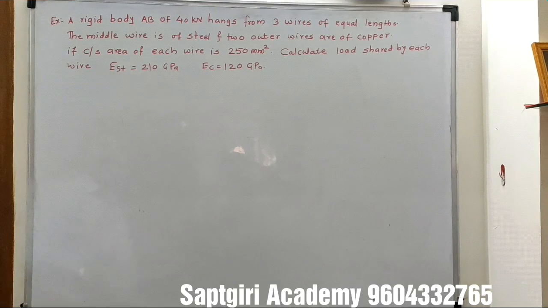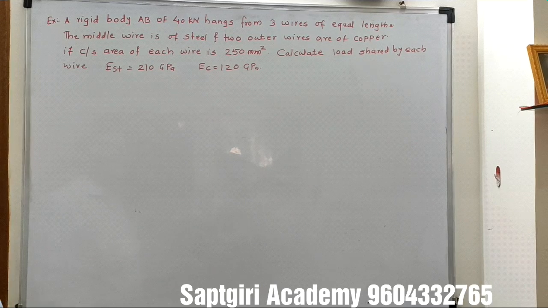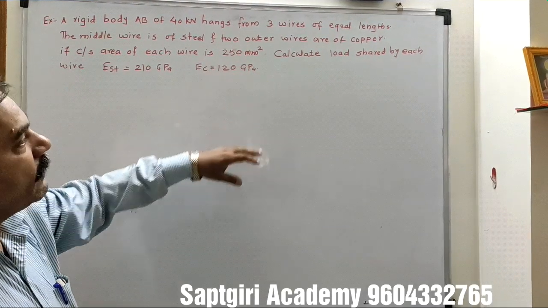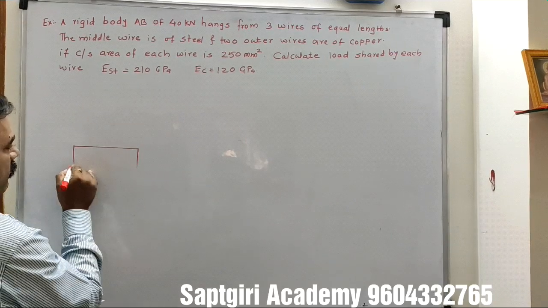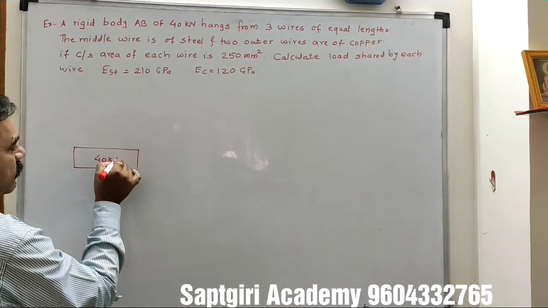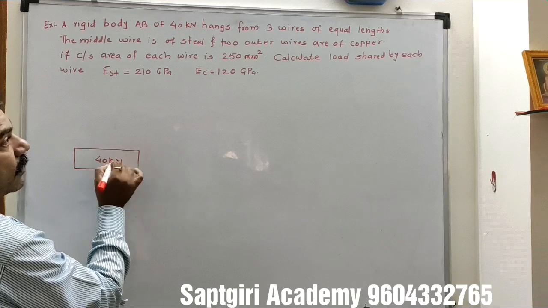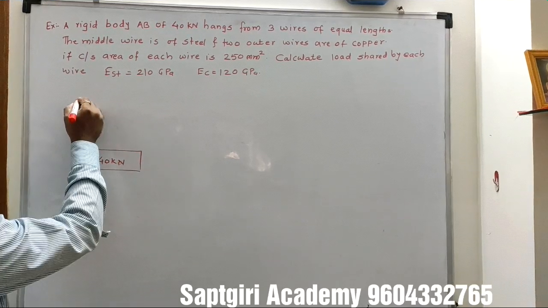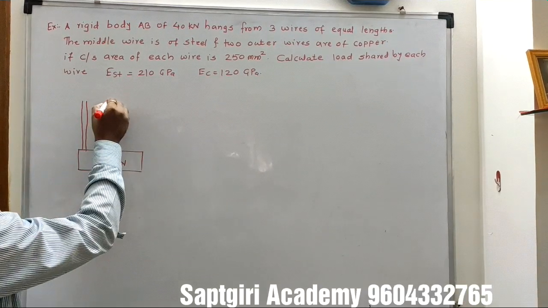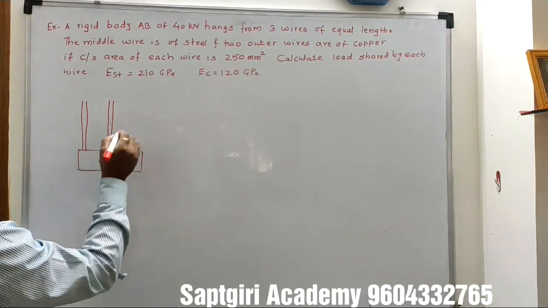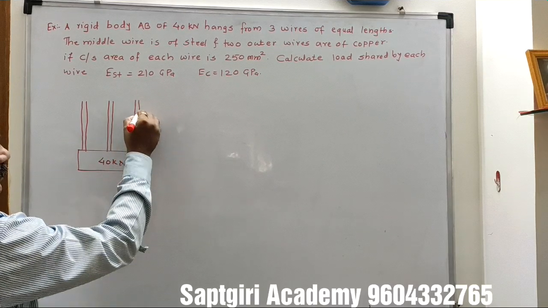The example is a rigid body AB of 40 kN hanging from 3 wires. So there is a body of 40 kN hanging with 3 wires. This is the first wire, the middle one is second, and the third one.